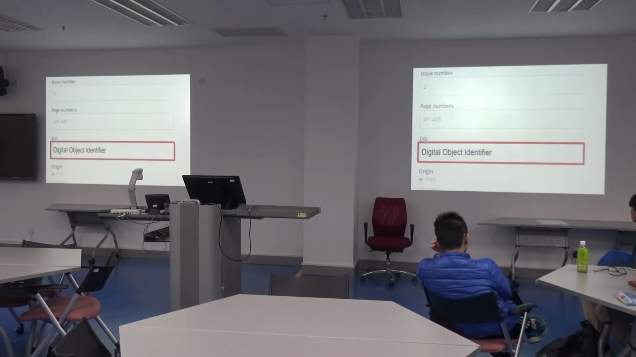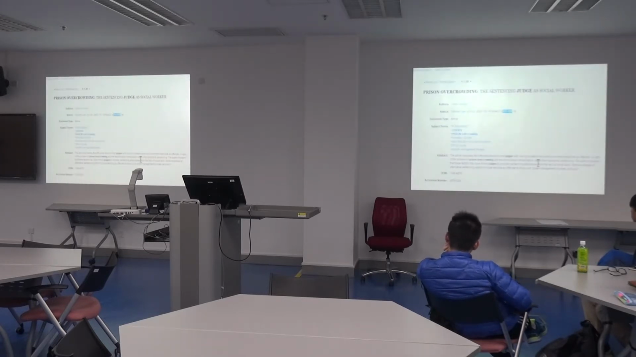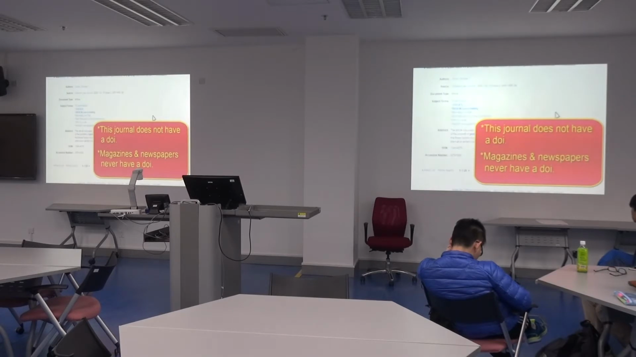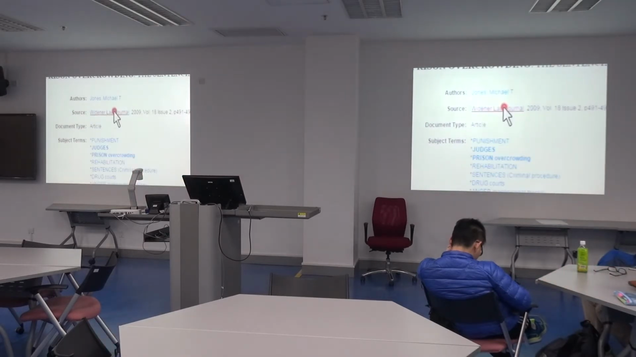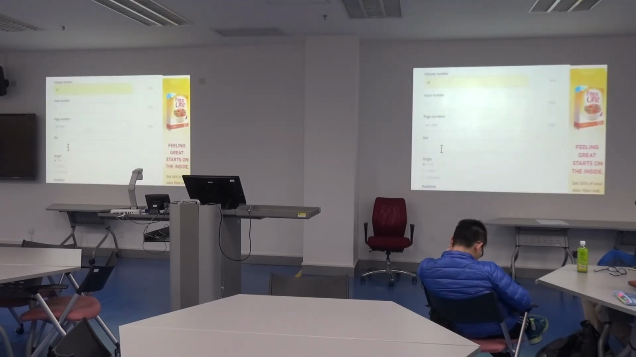DOI stands for Digital Object Identifier. It's like a card catalog number for articles. DOIs are relatively new and not all journals have them yet. Magazines and newspapers never have DOIs. As you can see, Widener Law Journal, although a peer-reviewed journal, does not have a DOI. So leave that data field blank.